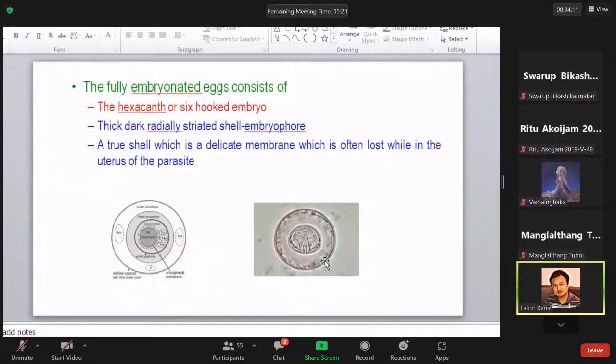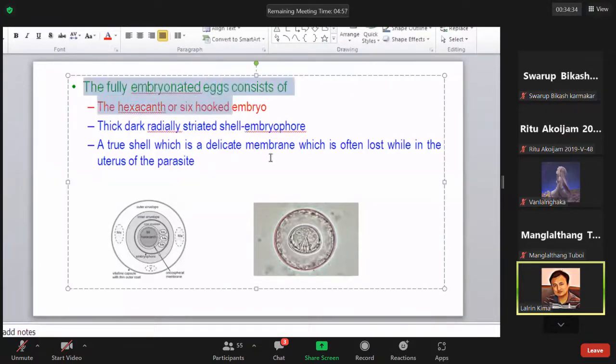Okay, clear? Is it clear? In 5 minutes, my Zoom will stop, and in the next class, I will try to discuss cestoda. Let's not be in a hurry. So okay, the next is the egg.